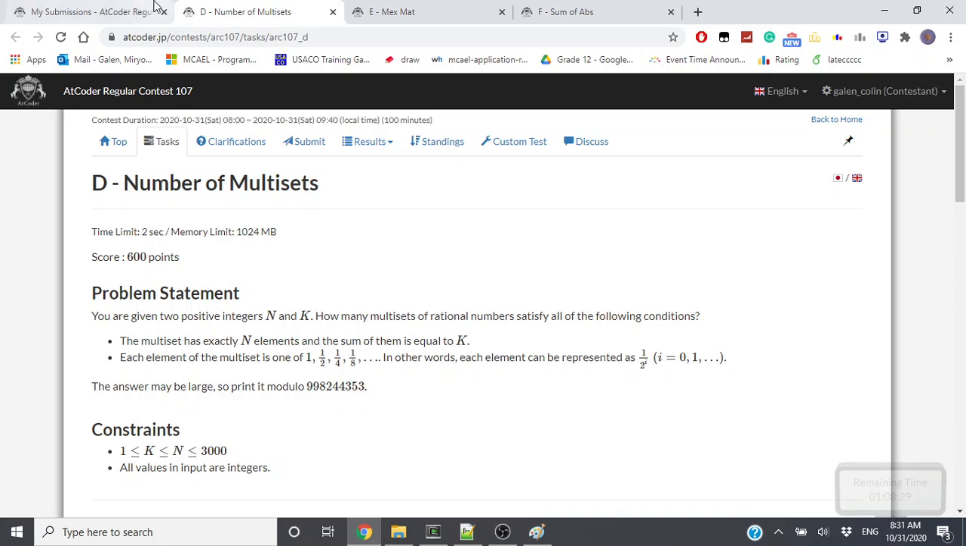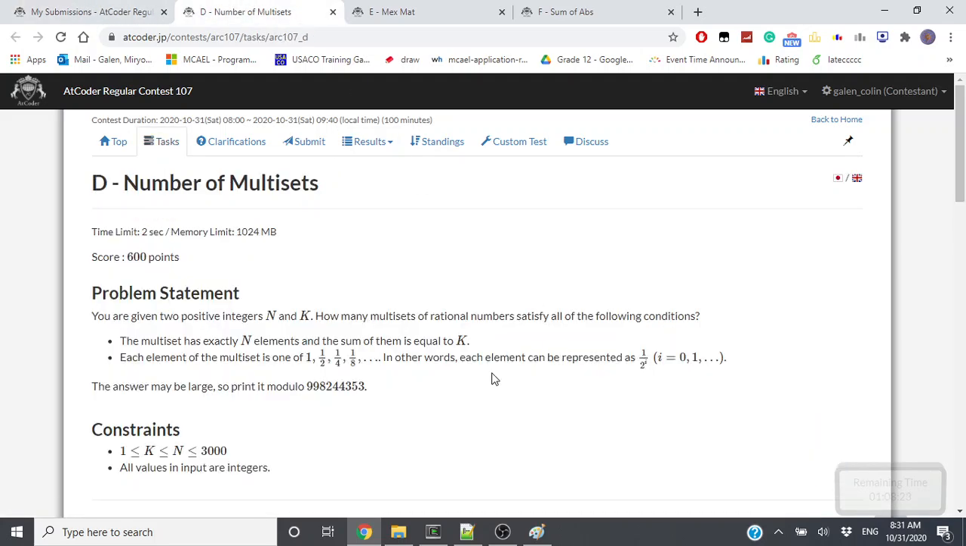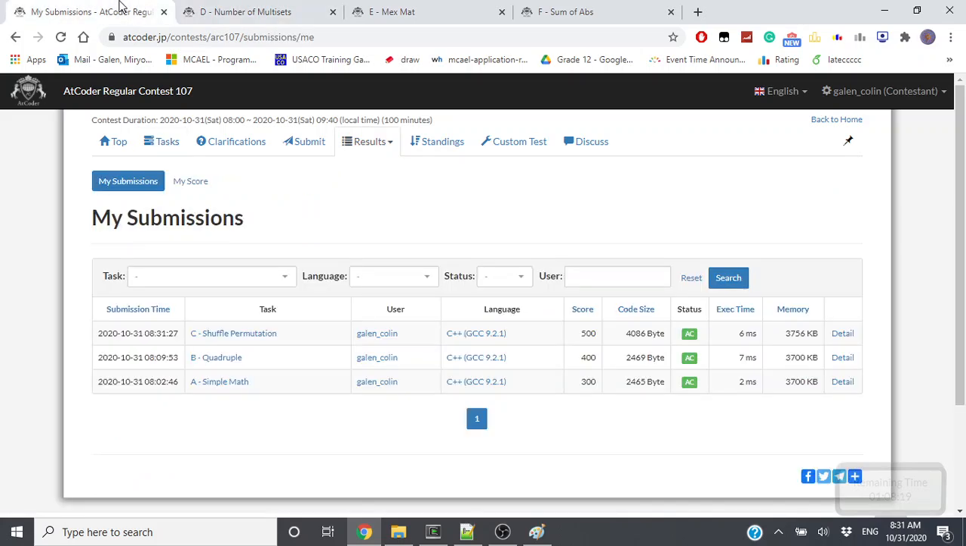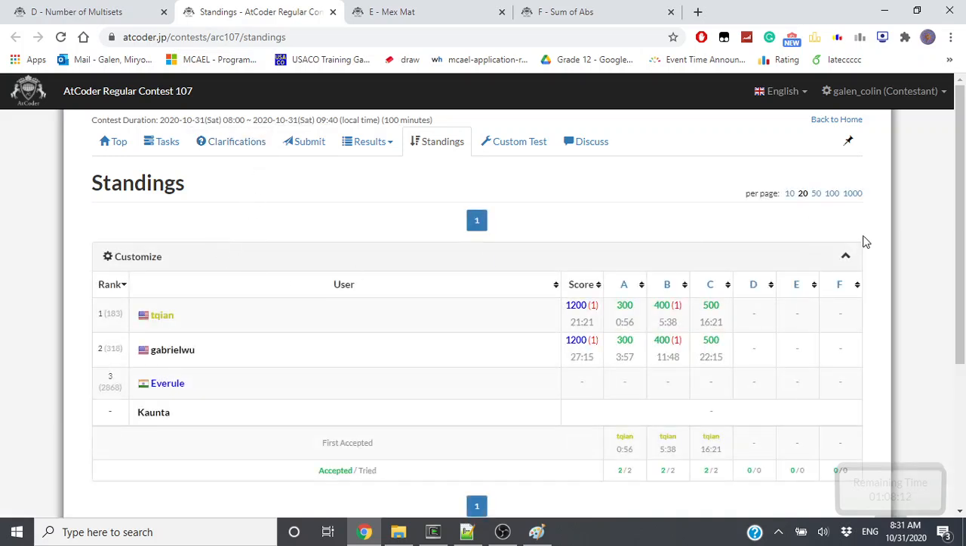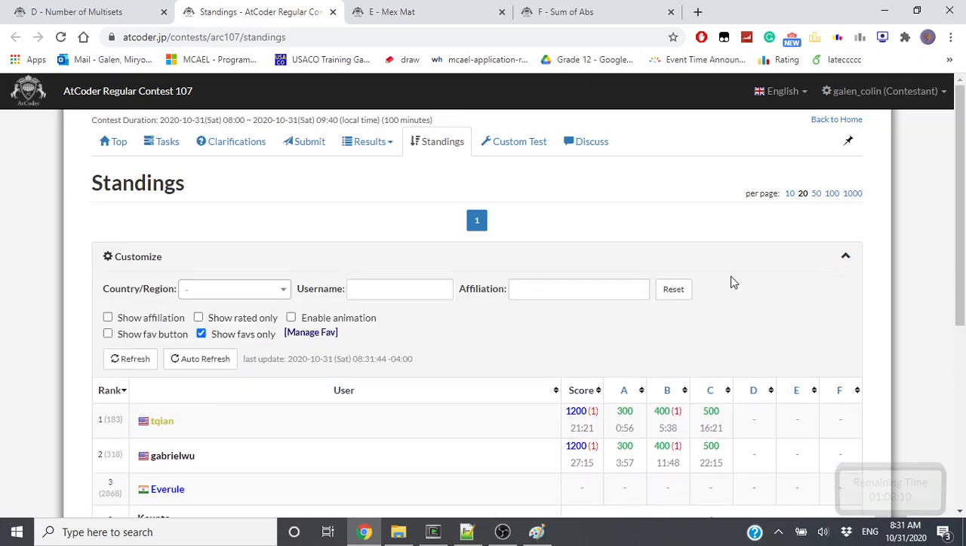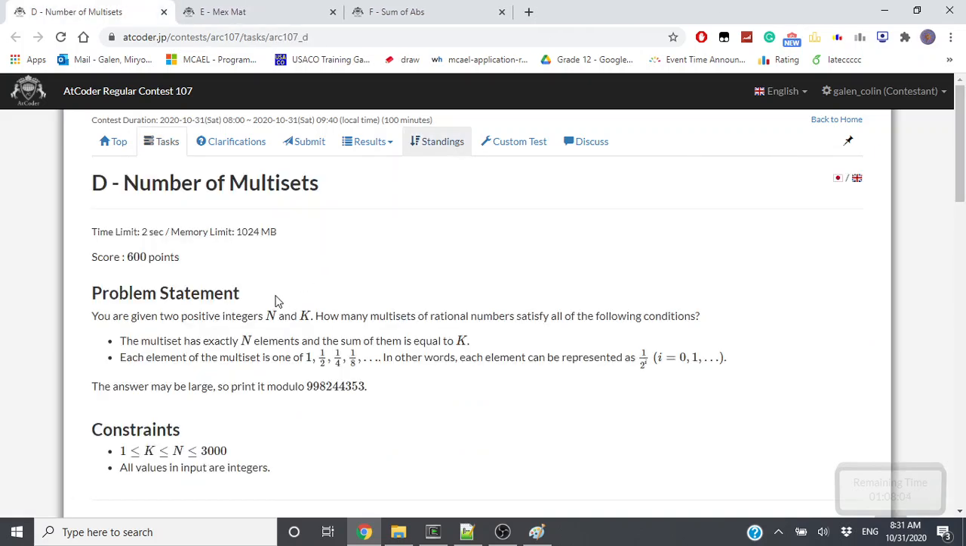Number of multisets. This is the same name as one of the other ARC problems, wasn't it? Multisets of exactly n elements and the sum is k, and they're all 1 over powers of 2. How's the standings? I think we held ourselves back on C, but that's stupid. Yeah, okay, we've been slow.